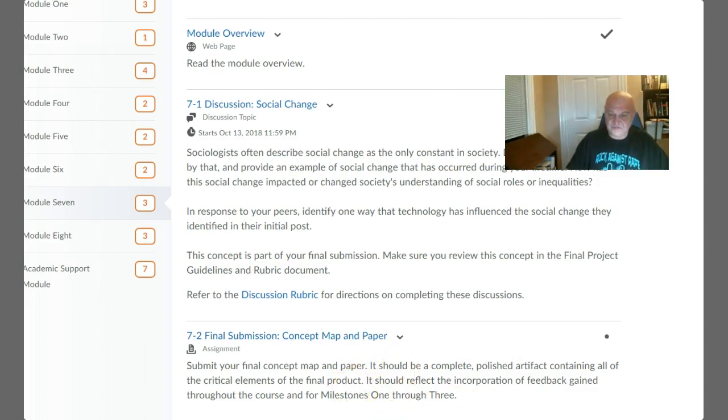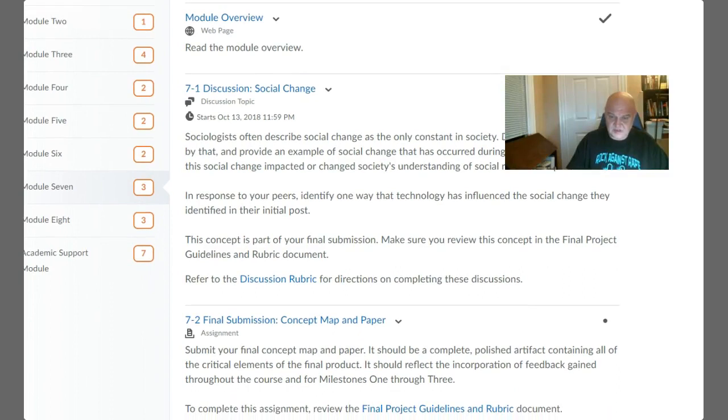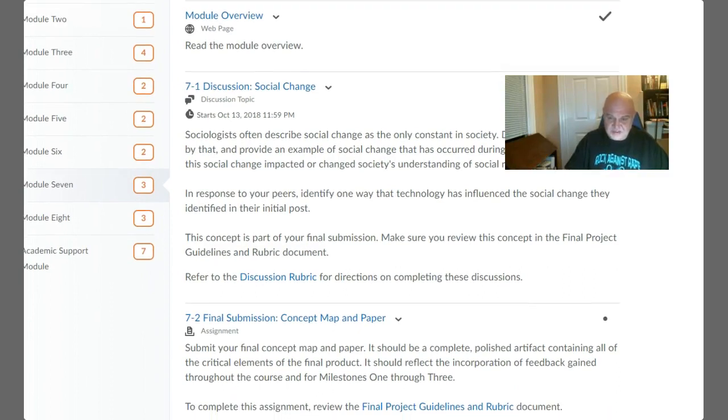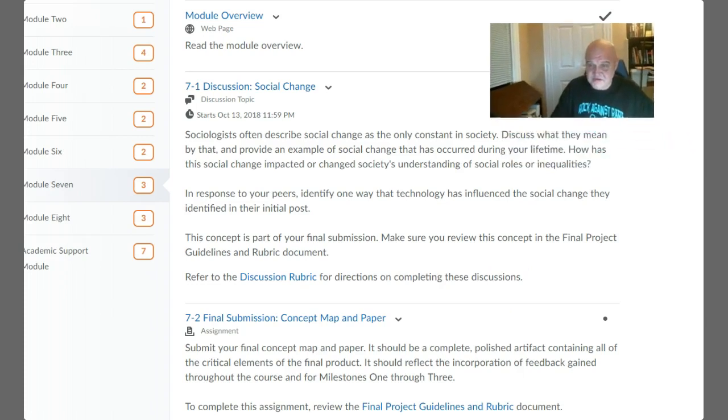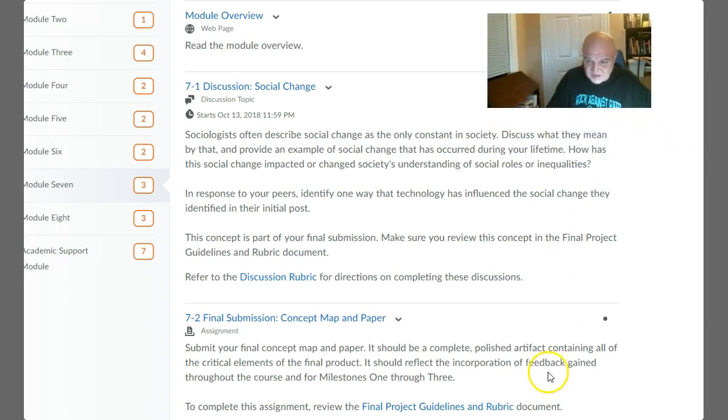Okay, it says here, let's get down there. Submit your concept map and paper. It should be a complete, polished artifact. That's a great word. A product, right? That's confusing, but containing all the critical elements of the final product. It should reflect the incorporation of feedback gained through the course and for milestones 1 through 3.